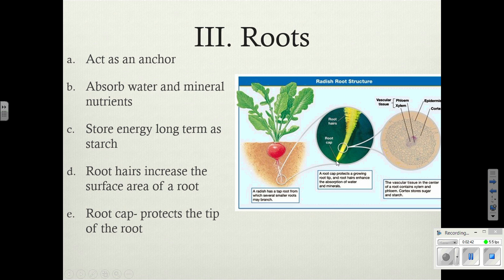And then at the very tip of the root, they have something called a root cap. What that allows the plant to do is keep pushing down further and further into the soil, but it's protected. So we're not going to actually damage those growing healthy cells of the plant that are pushing further.